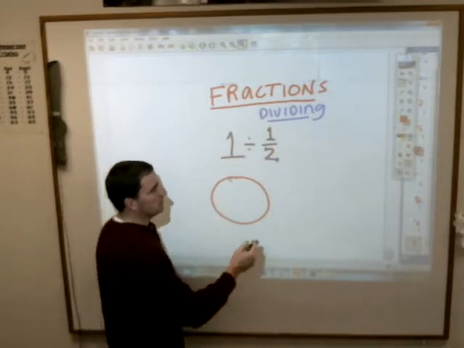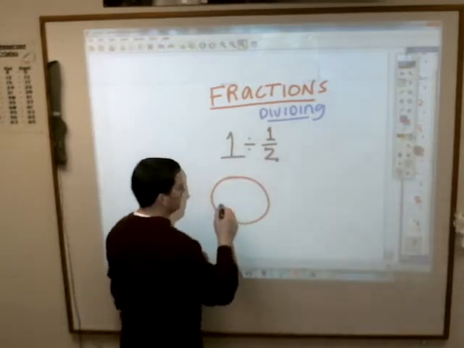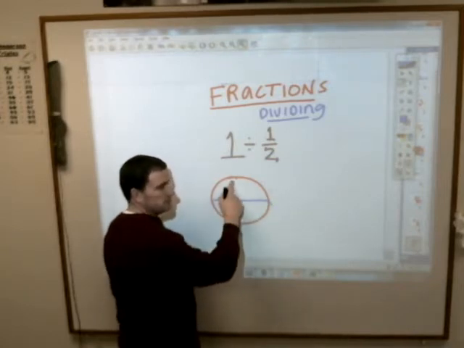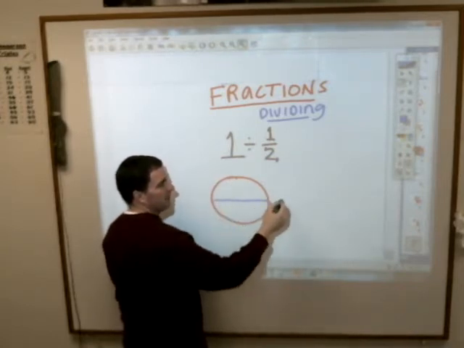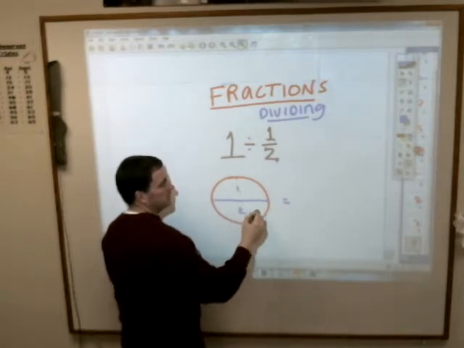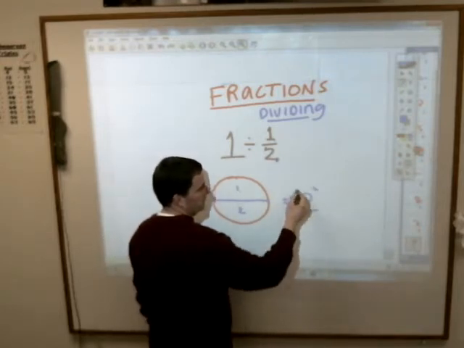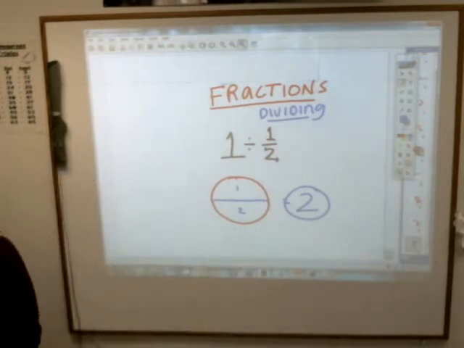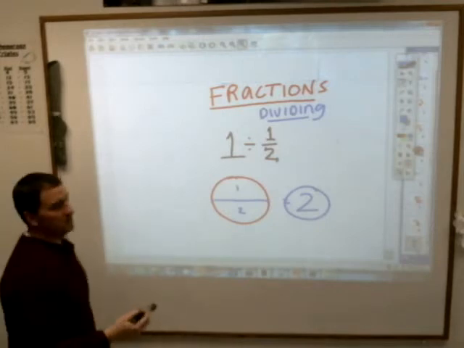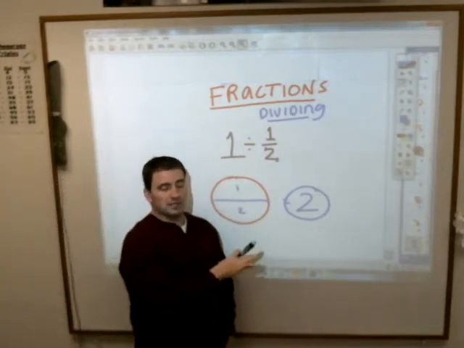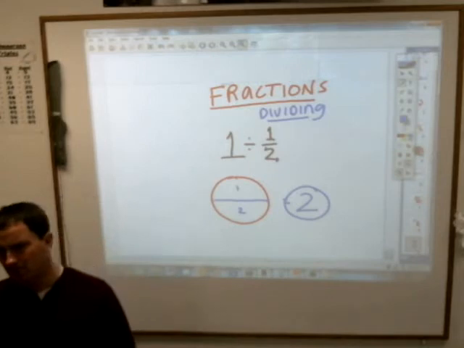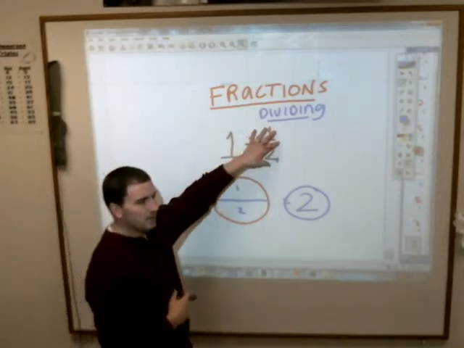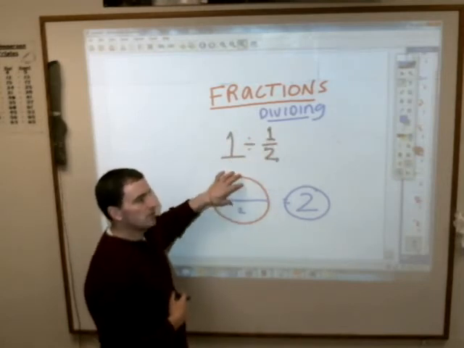So if you take one circle and divide it into halves, how many halves do you get? 2. So 1 divided by 1/2 is 2. Which doesn't make sense because a lot of times when we think about division, we always think smaller, because 8 divided by 4 is 2. But what you have to remember here is when you're dividing by half, you're actually cutting it into smaller groups than one whole thing.